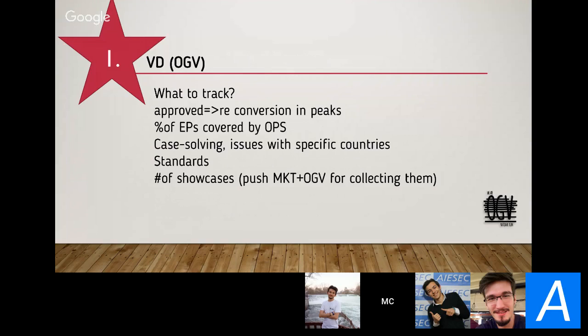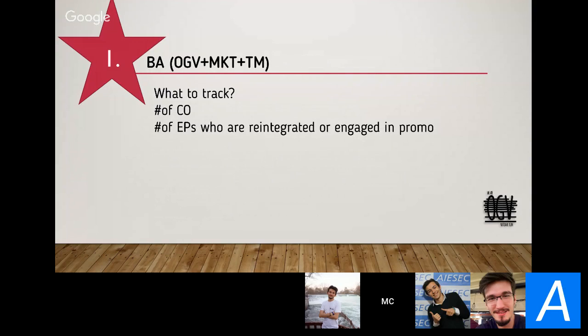Case solving, summer will come. Sometimes your VP OGV will not handle the cases. So you as LCP will need to talk to the LCP of a different LC and solve the cases, and so on. It will happen, no worries. Standards: there could be a national tracking tool for standards. There could be some local tracking tool. I don't know, we will see. Number of showcases is for marketing, for promotion in future, so make sure that your marketing or OGV is collecting showcases from all your realized EPs. Brand advocacy: number of completes, conversions, and number of EPs who are integrated or who are showcasing somehow.